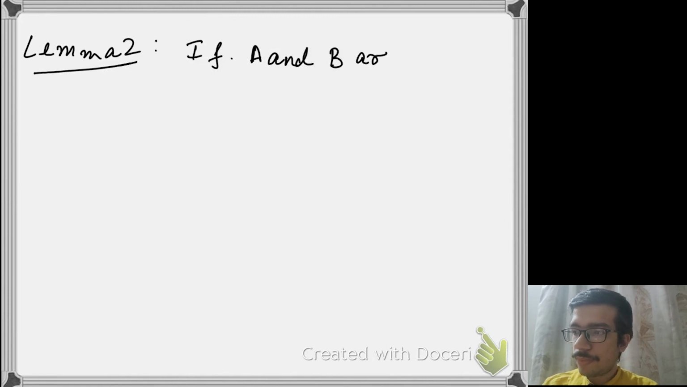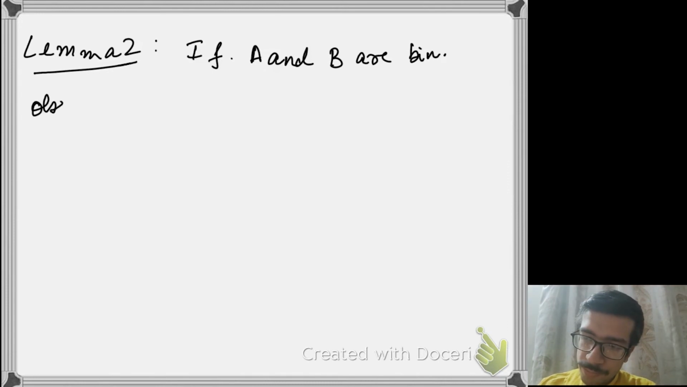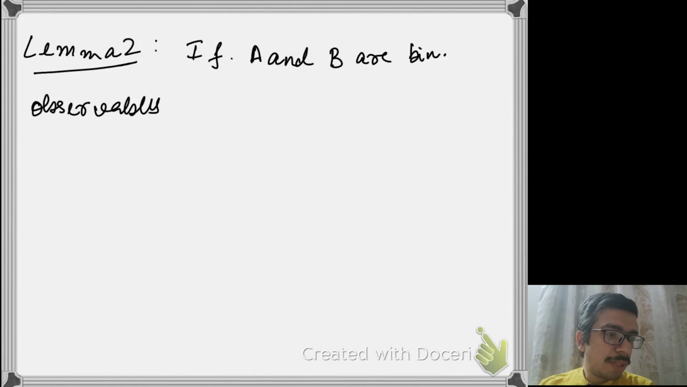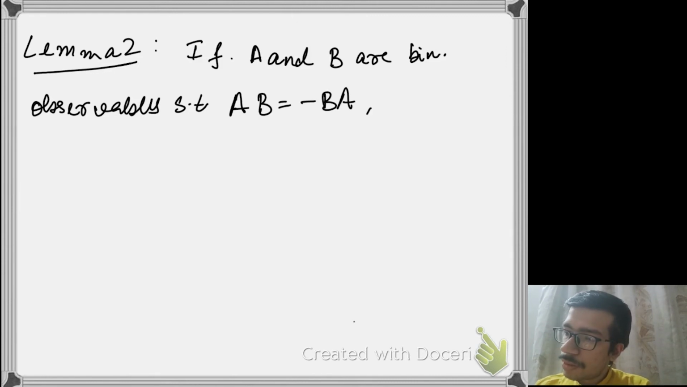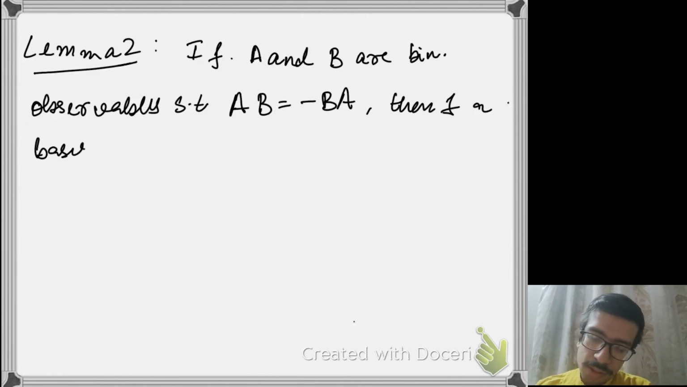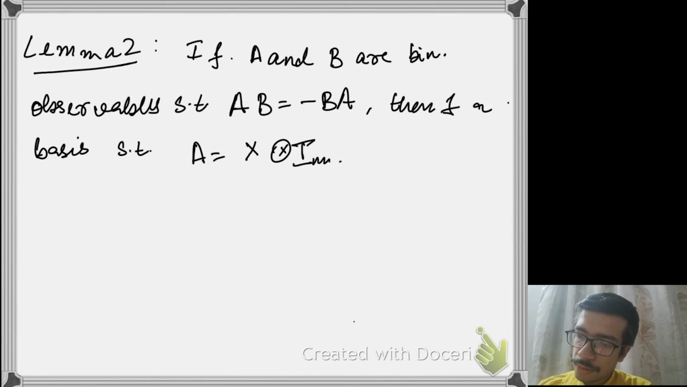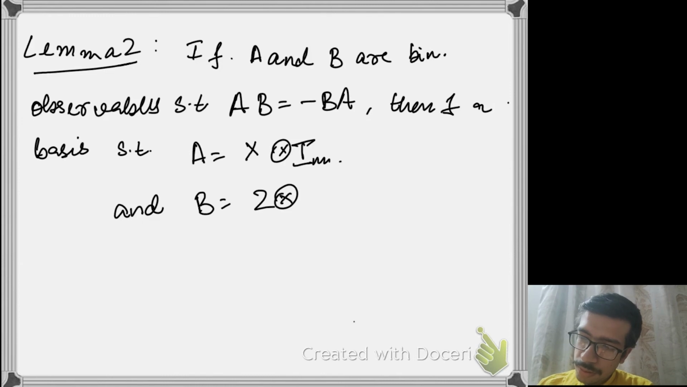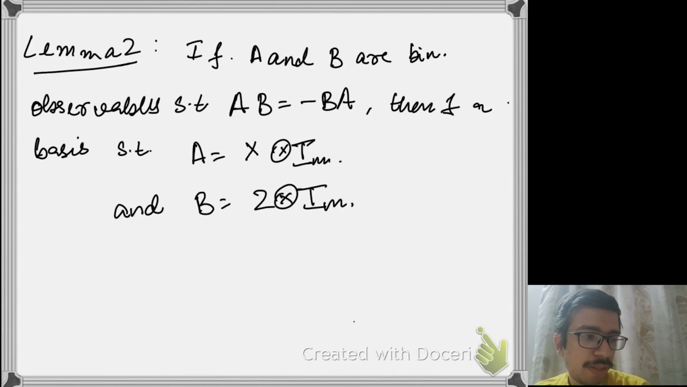Another lemma which we also used in the last lecture was about these anti-commuting operators. So let's prove that. This lemma says that if A and B are binary observables such that AB equals minus BA, then there exists a basis such that A is X tensor I_M and B is Z tensor I_M. Okay.